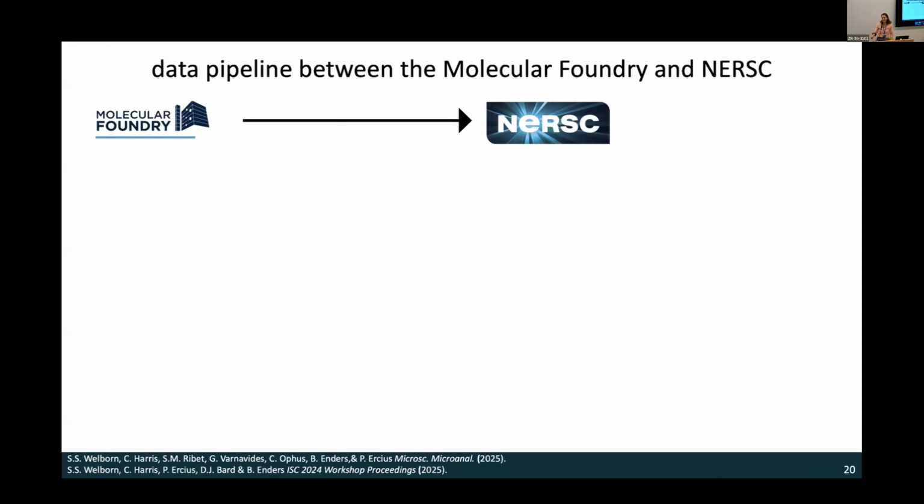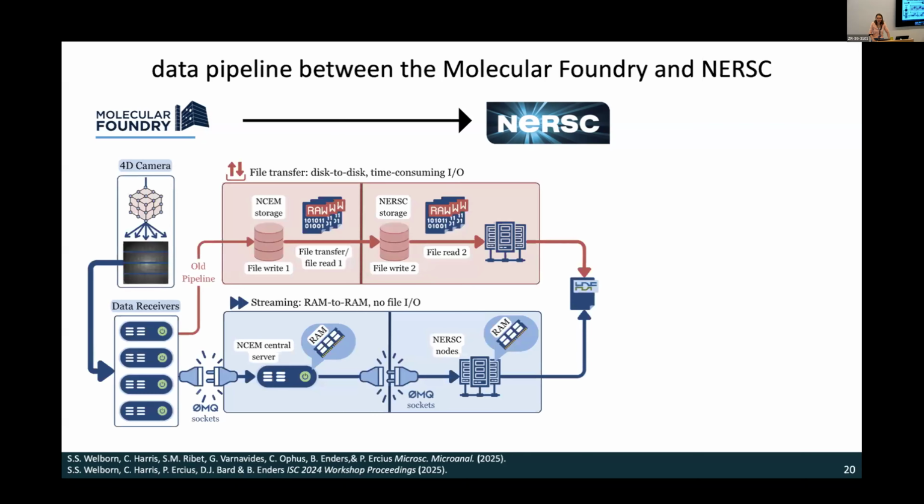We take data very fast. We have lots of interesting samples, but the great compute resources that we want to use are here at NERSC. So how do you get the data from the Molecular Foundry to NERSC? Through a previous NESTAP proposal with Peter Ursius, Bjorn Enders, and Chris Harris, they've made a lot of progress in thinking about this, and specifically for the TEMO5 microscope.